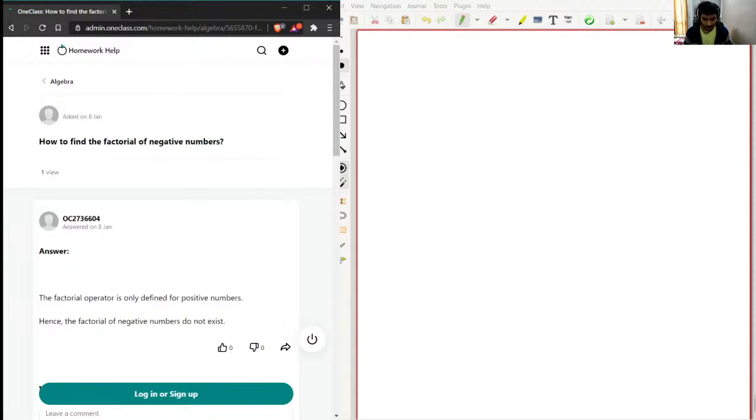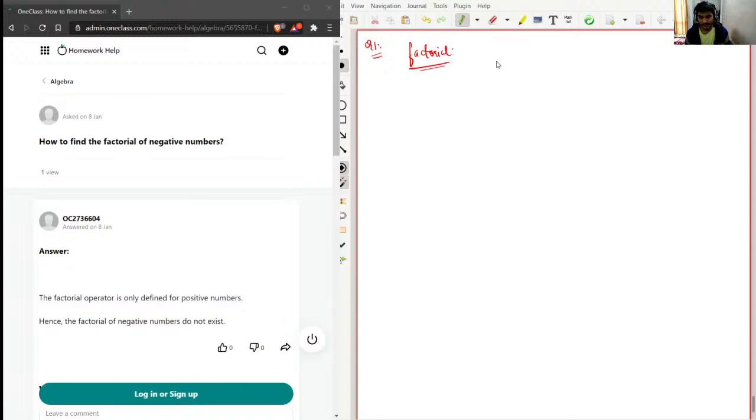So we have question number one. How to find the factorial of a negative number. So the thing is that the factorial, I'll just write factorial here. Again, please don't judge my handwriting because this is a digital board and I don't have the practice of writing on digital whiteboards. So yeah, we need to find the factorial.